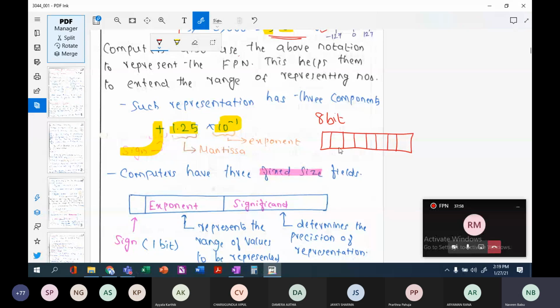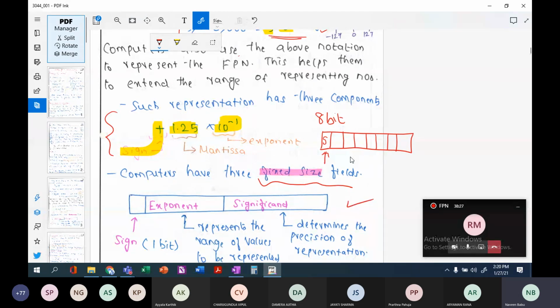These 8 bits are a standard field. We call it a fixed field, where the first field represents the sign of that particular number, and the rest will be different values. So there is a rule here. In order to represent these kinds of formats, computers have fixed fields. This is how their fields will look.